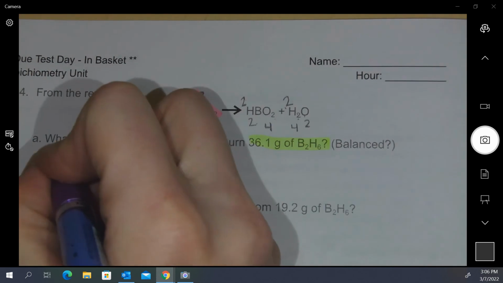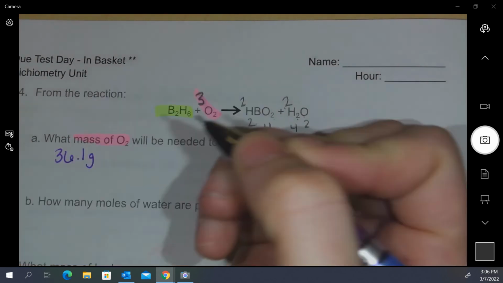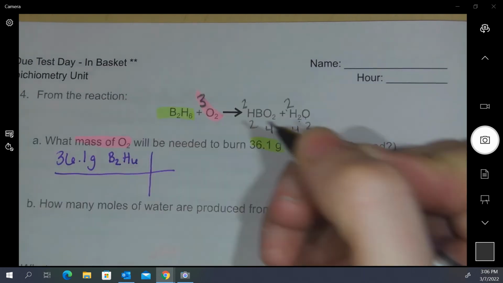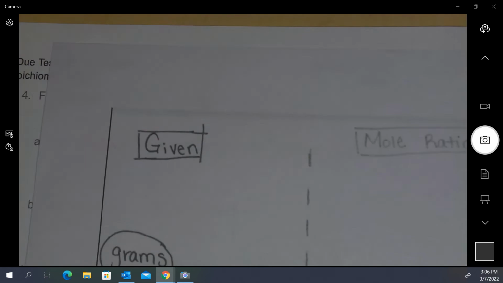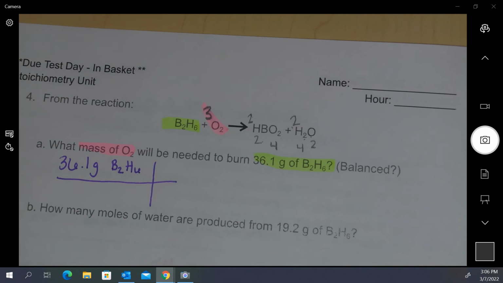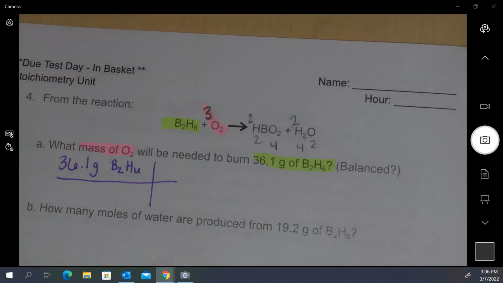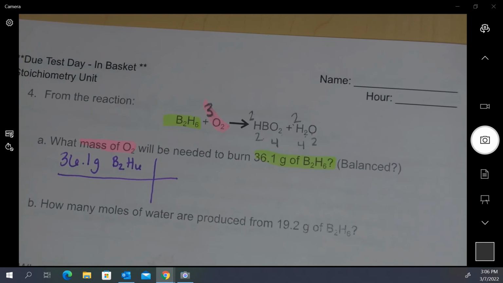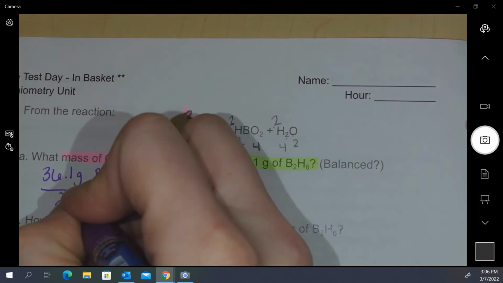So we're going to take 36.1 grams of B2H6. What do we need to divide that by? Molar mass. We have to figure out the molar mass of B2H6. 6 hydrogen means that we have 6.06 there. Boron has a molar mass of 10.81. So 10.81 times 2 plus 6.06 gives us 27.68.